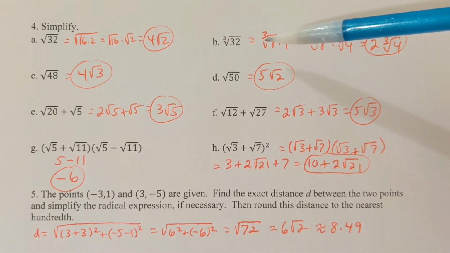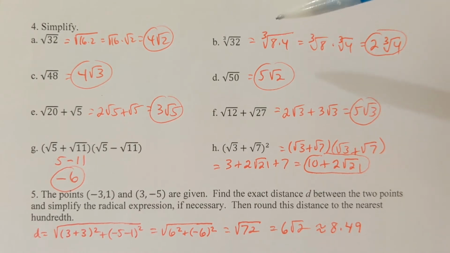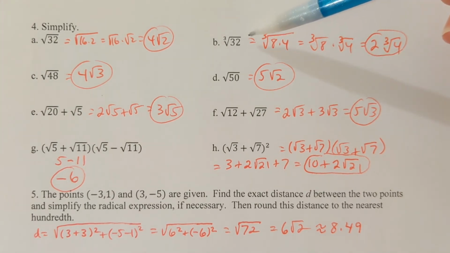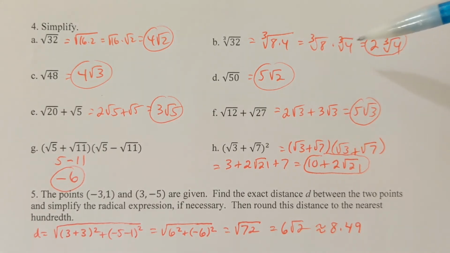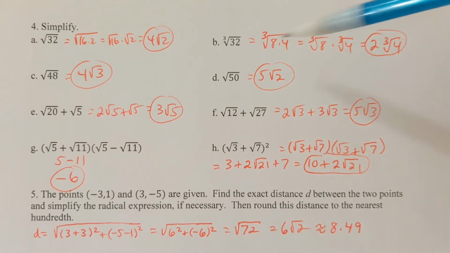The cubed root of 32. Well, I don't want to use 16 and 4, since I don't know the cubed root of either one of those. The cubed root of 8 I know is 2. And the cubed root of 4 would be a leftover there. So 2 times the cubed root of 4.